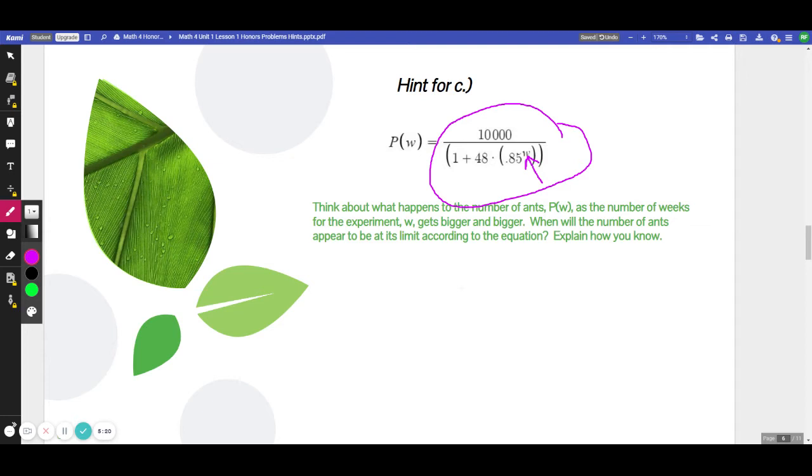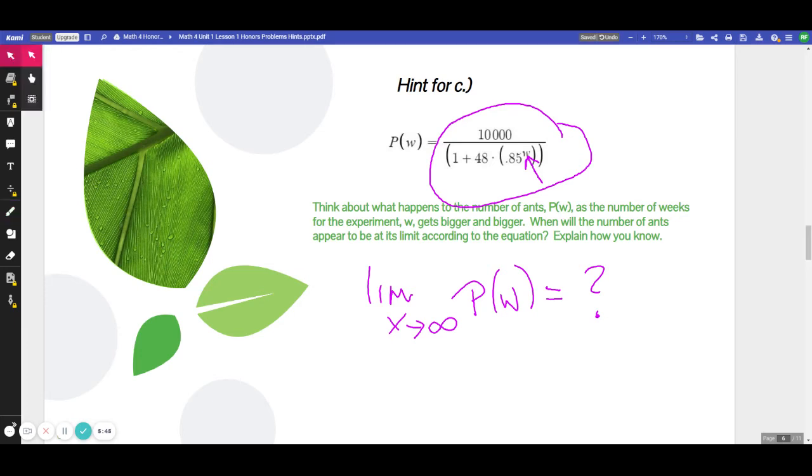We call that, if you want to be fancy, the limit as x approaches infinity of this function P of W. And the question is, what is that limit? What is that sort of boundary on the population of ants? Okay, so there's your hints for question 25.